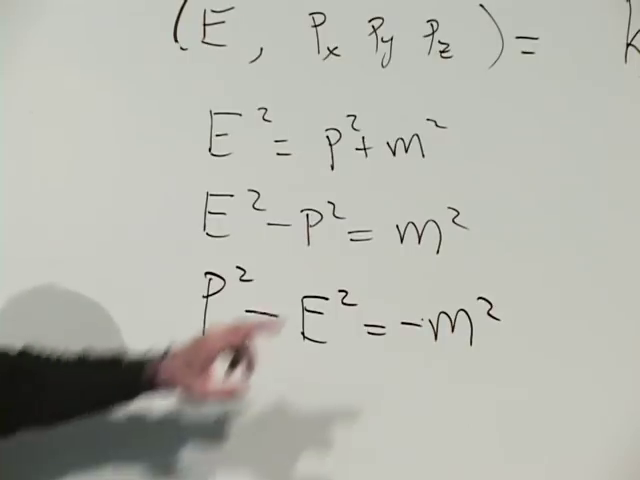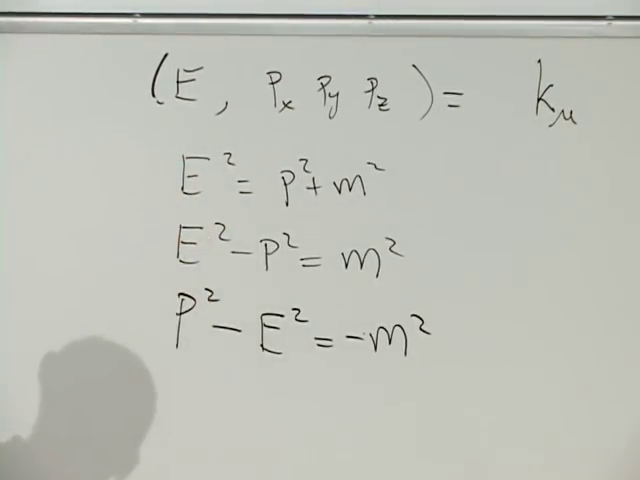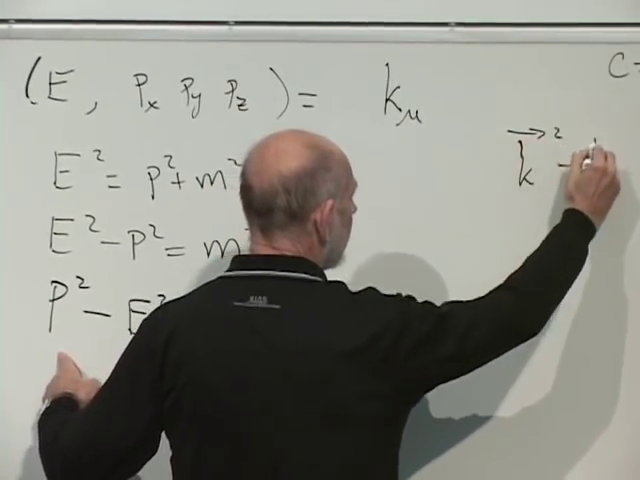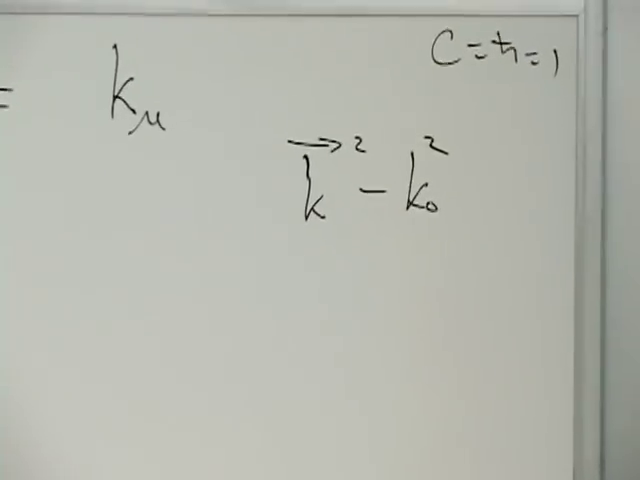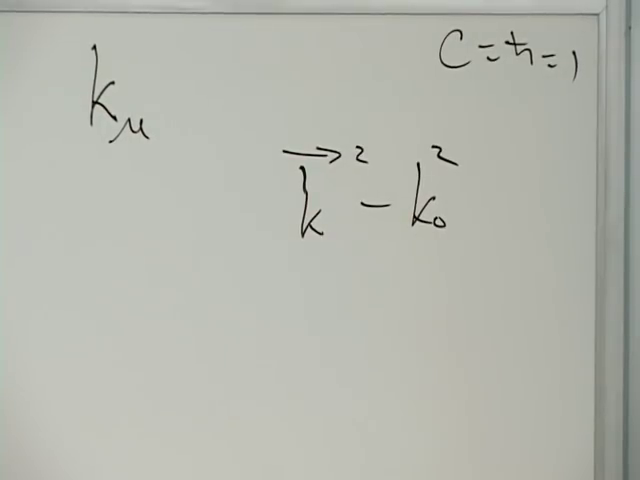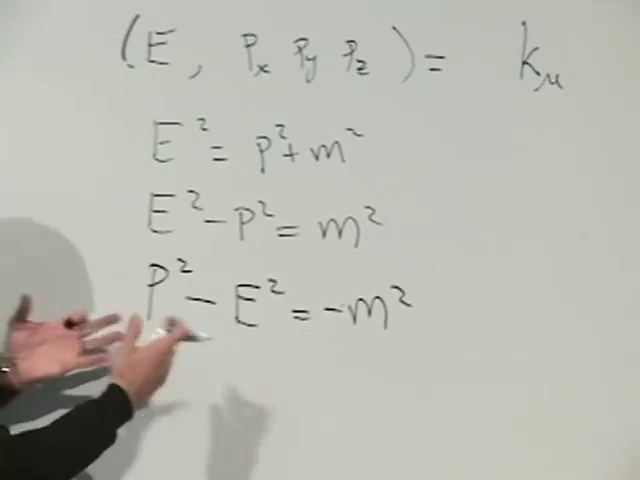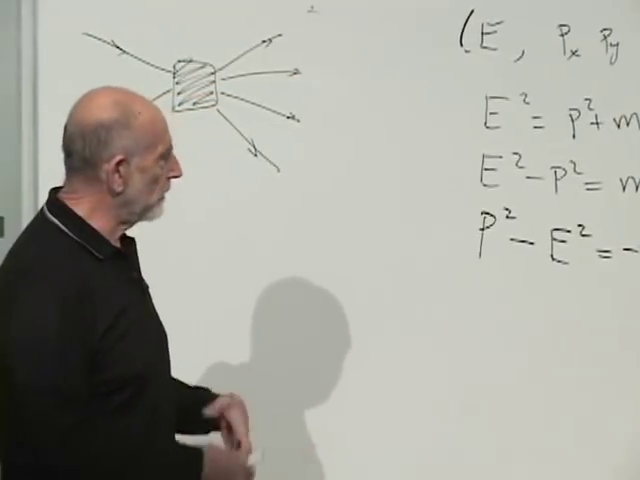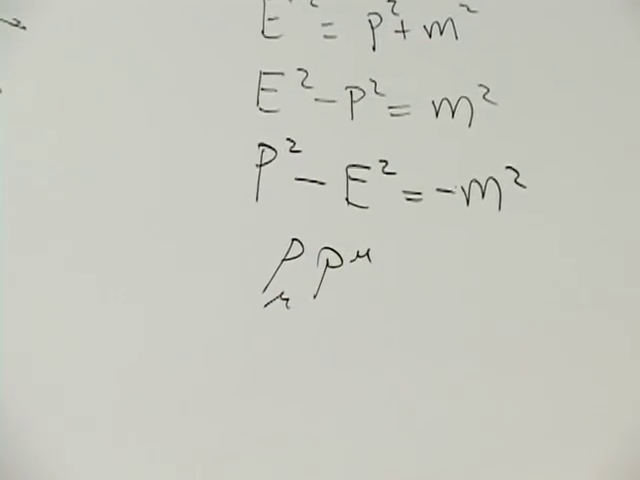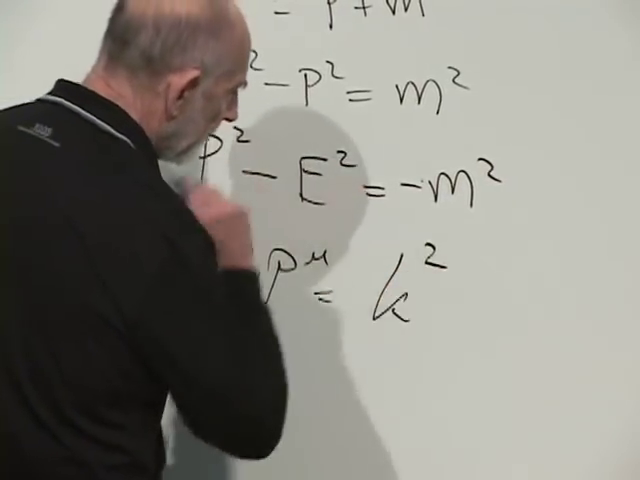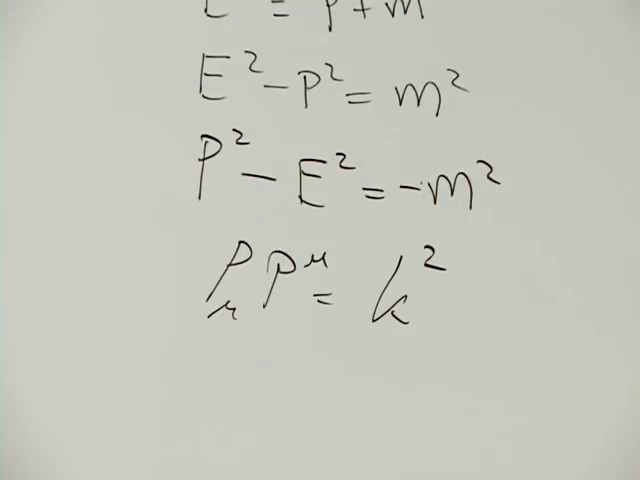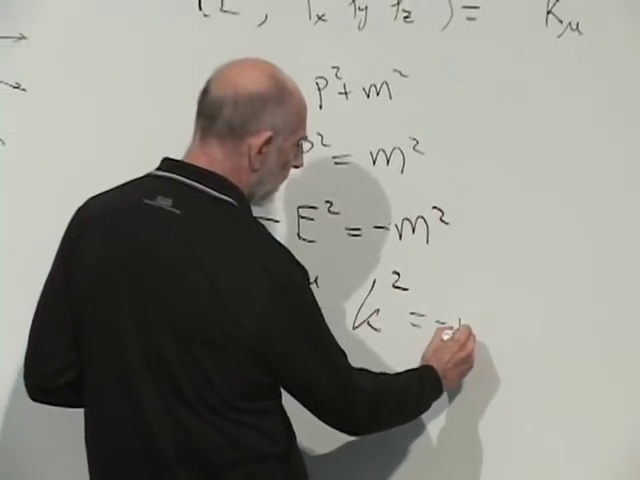Now, that can also be written in terms of the components of k. It's k vector squared minus k naught squared, naught standing for the time component, E. Spatial component squared minus the time component squared. And this is often just called k squared. The left-hand side here is the square by definition. It's a definition of the relativistic square of a vector. It's called k mu k mu, or to simplify it, let's just call it k squared. It's the space component squared minus the time component squared. That's called k squared. And for every particle, k squared is equal to minus m squared.